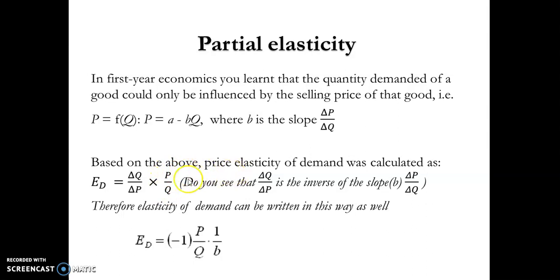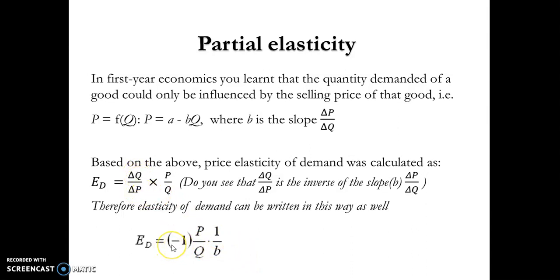Now, do you see that your change in Q over your change in P, this portion of the formula, is in fact the inverse of the slope? So the slope B was changing P over changing Q. So you can see that this is in fact the inverse of the slope. Therefore, another way of writing your elasticity of demand from first year could have been P over Q times 1 over B, B representing your slope, because another way of writing this portion is your changing Q over your changing P.